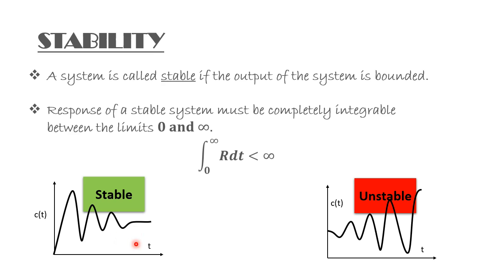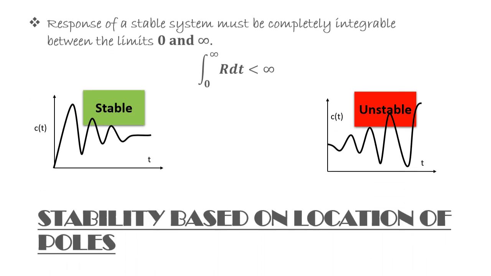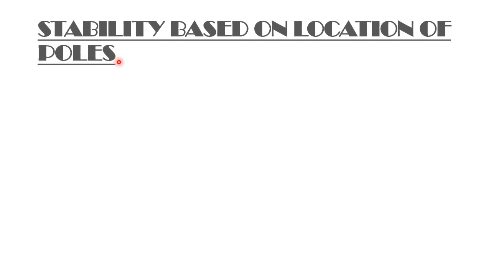And now let's see how stability is based on the location of poles. Now the next thing we see is how stability depends on the location of poles. Okay, to understand this, let's take a simple transfer function a upon s plus 3.